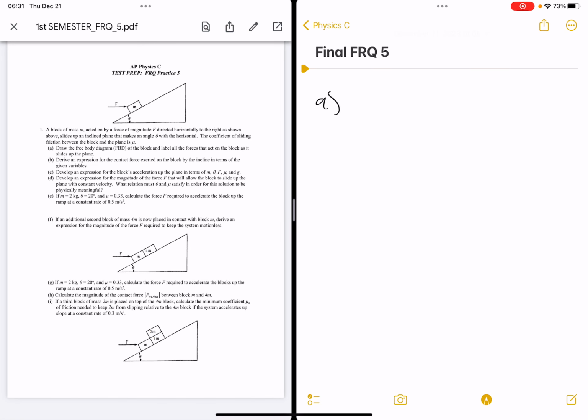Okay, so this is FRQ number 5. I'm gonna draw net force first. I'm gonna draw the free-body diagram for part A. M. So we have Fn, the contact force. We have an F that's acting upon it. We have an F fric that opposes the line of motion, and we have an Fg that goes straight down.